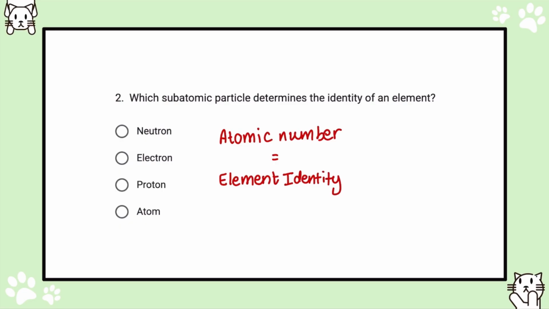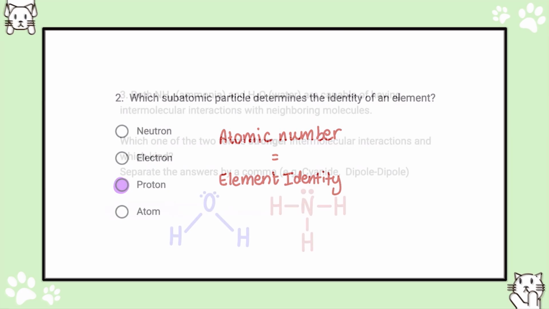Question 2. This is also based on the periodic table. The atomic number refers to the identity of an element, and protons are what determine the atomic number.